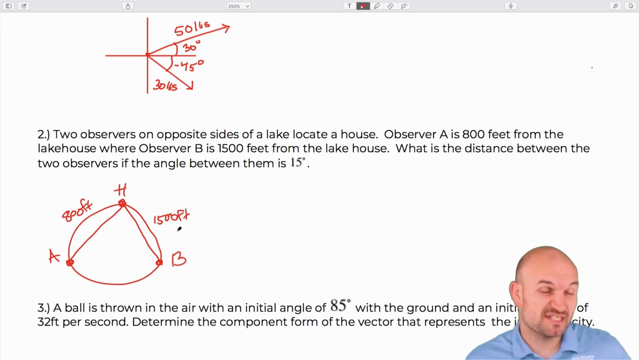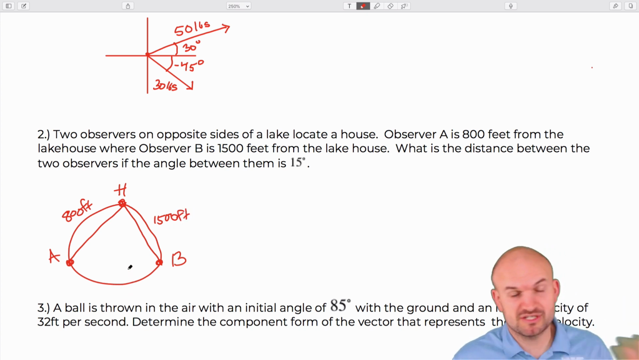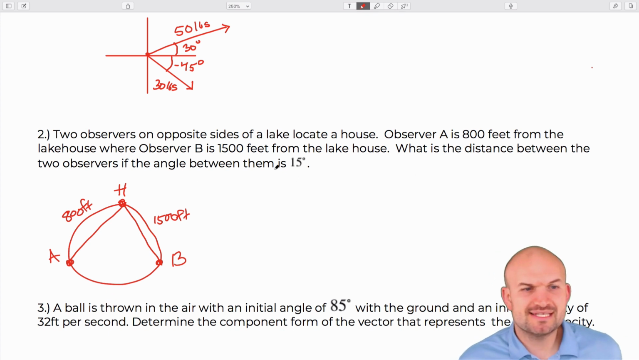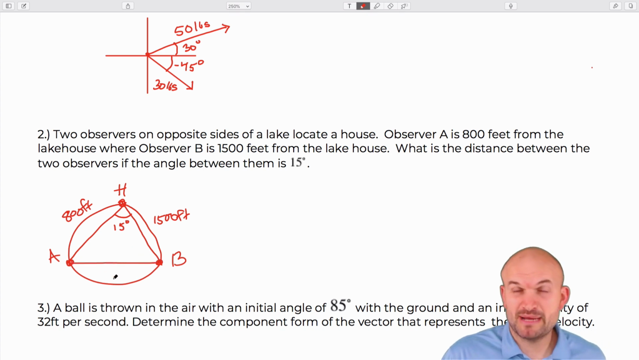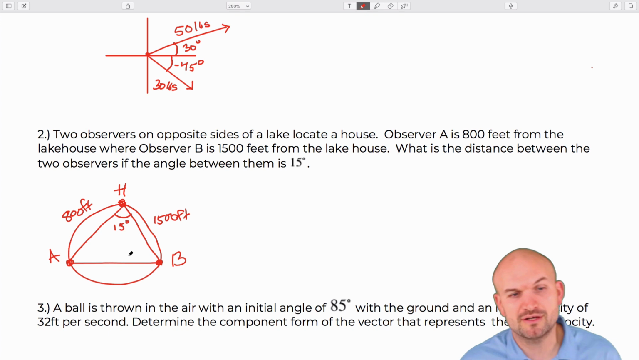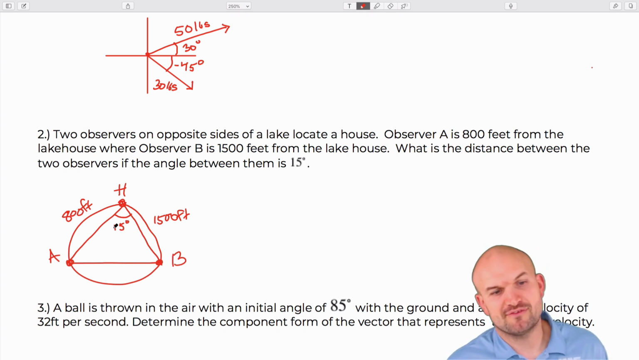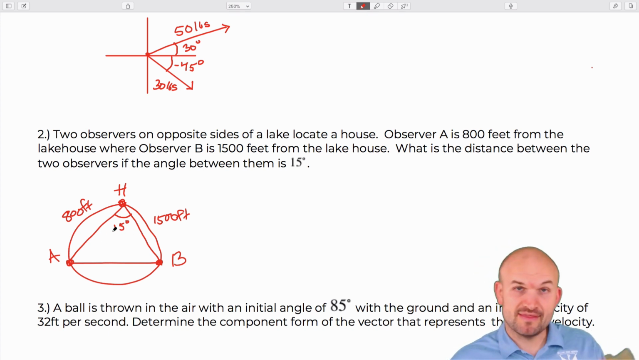And again, I don't know if this is a right triangle or an oblique triangle. I'm just going to draw a picture, and then I can always adjust it as I need. It says, what is the distance between the two observers if the angle between them is 15 degrees? So I don't have any other information to assume that there's going to be a right triangle or anything else. So I will just leave it like this, and then I can go ahead and solve.